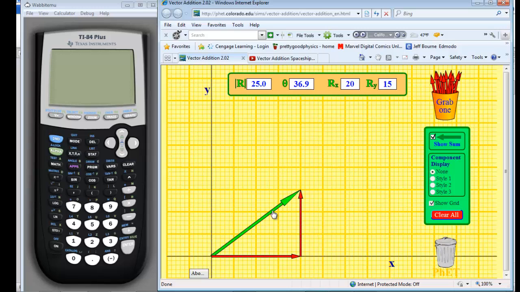Now, I just want to start with this very simple right triangle to make sure you understand a little bit how to add vectors on the calculators. That's why I have a calculator over here. This program is giving you both of these simultaneously, but what if you didn't know this part? What if you didn't know it was 25 and 36.9? How do you get that? Well, we do know that these two vectors are 20 to the right and 15 up. And so the sum of this is the Pythagorean theorem.